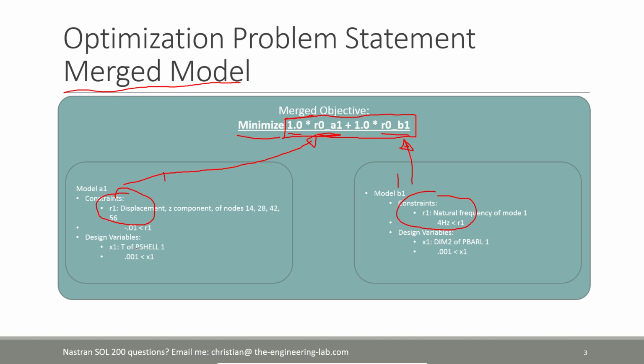Now, what about the design variables? Here you'll notice that I have X1 in model 1 and X1 in model 2. Now, Nastran will see this and will assume you want to link these design variables together. So if X1 is changing, it will also change in the second model together.